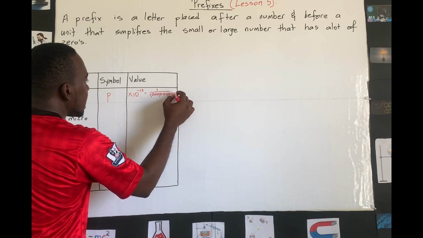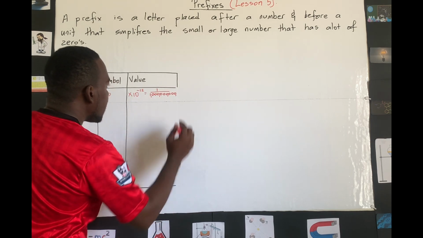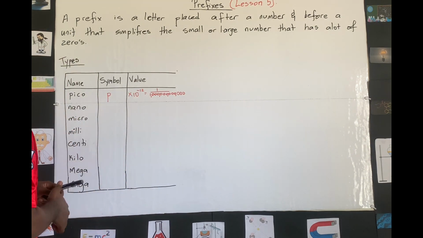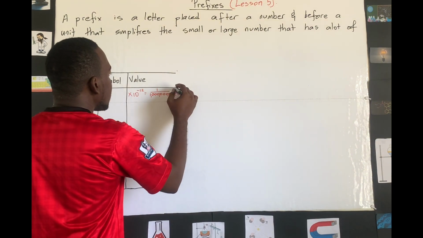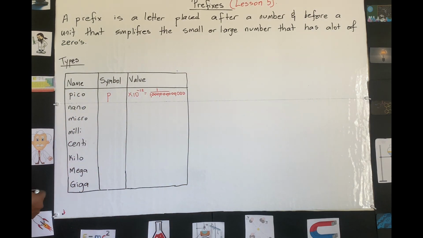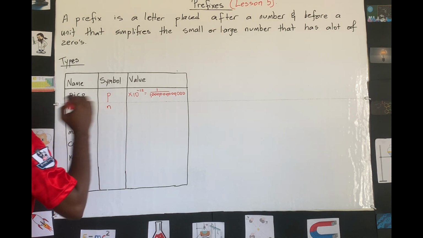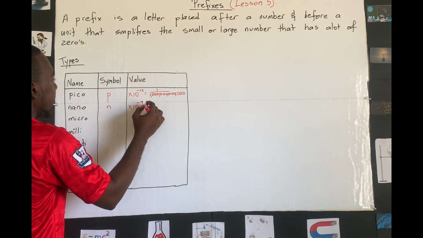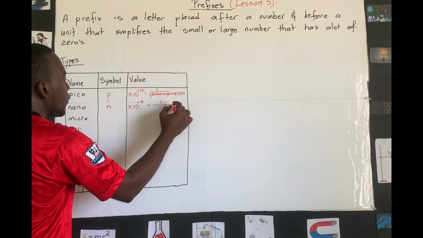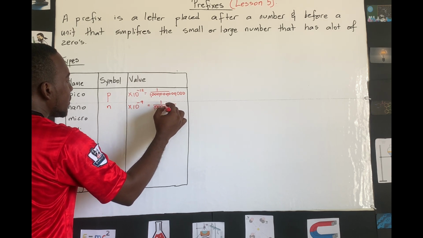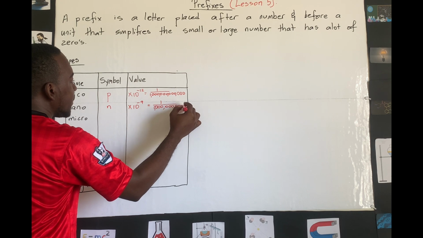3, 6, 9, 12. So that's the value of pico. Then we go to nano. Nano is a common n, and its value is 10 to the negative 9. Again, this would be 1 over 9 zeros, which is a billion.